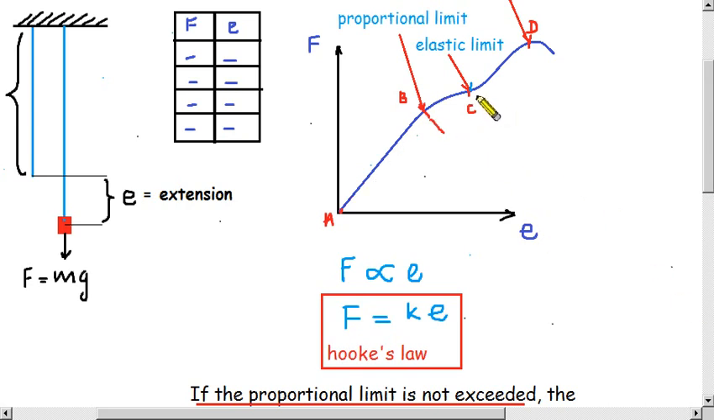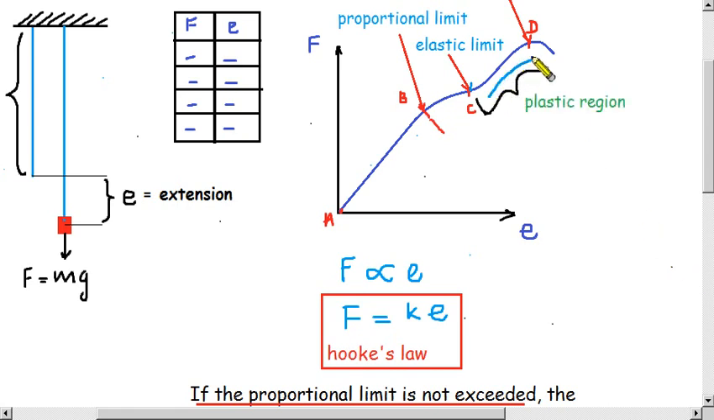Now after this point, this region, you are leaving the elastic limit. Once you pass point C, that is the elastic limit, you enter a different region, something known as the plastic region. This region is known as the plastic region. So let us write it here.